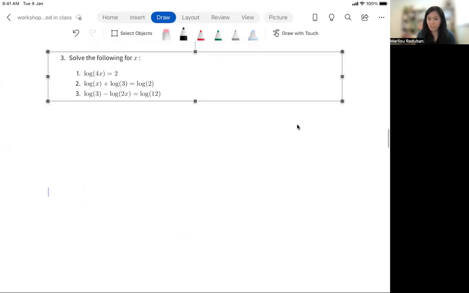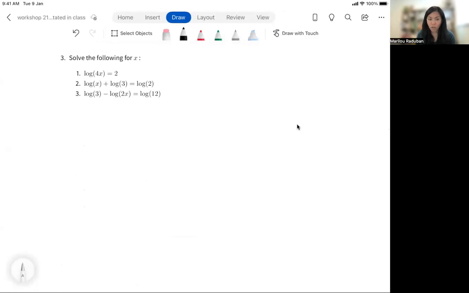Okay, so the next question, it's now logs. So we've done the exponential functions, base 10 and base other than 10. Now for the next question, we're dealing with logs, and we want to solve for x, and x is inside the log function.